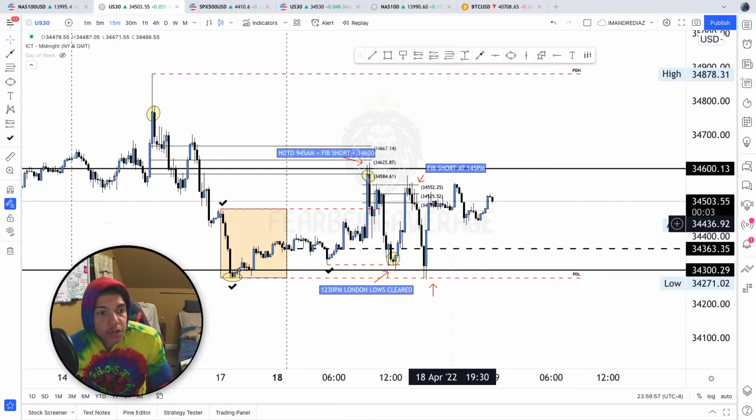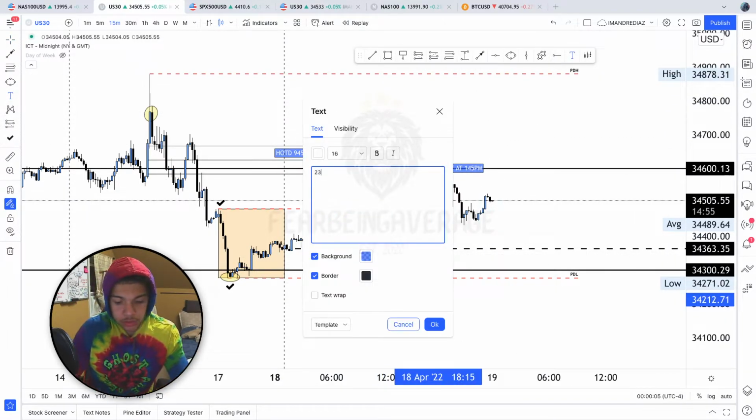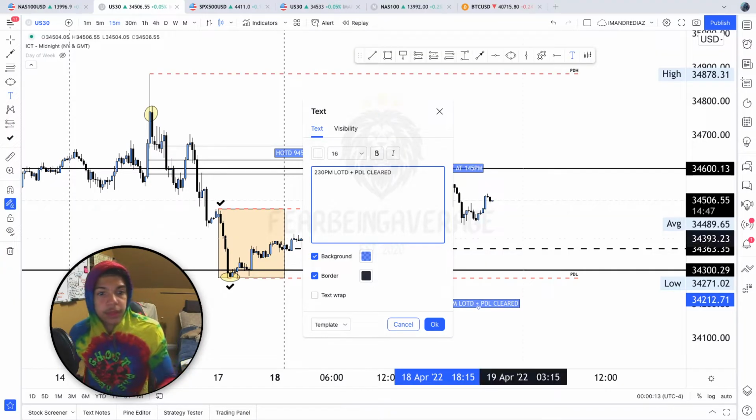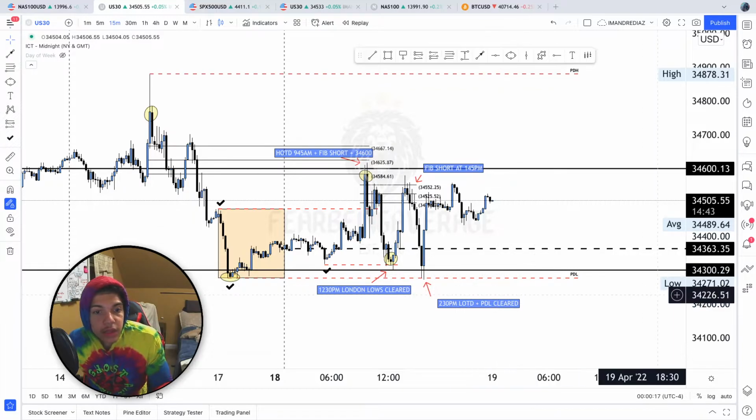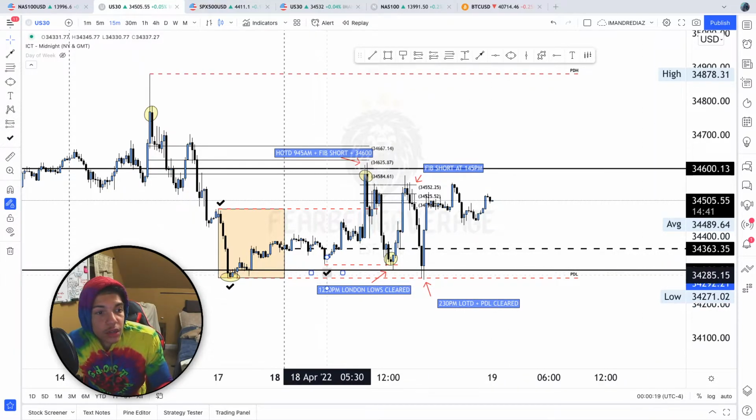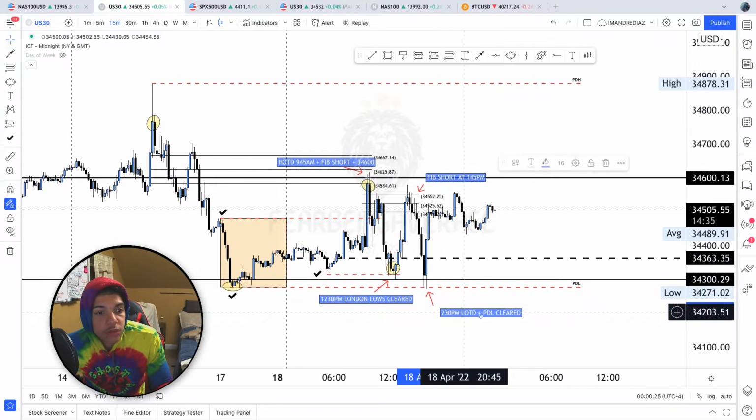And then from here, price overall just ran below, creating the low of the day. At what time? 2:30. We created the low of the day. So 2:30 p.m. you have the low of the day, after previous day's low is cleared. So just like that. And at what level was that? That was right at that 34,300 level. So it did close above it, but it did run below it with the wicks. So that is what we have there.